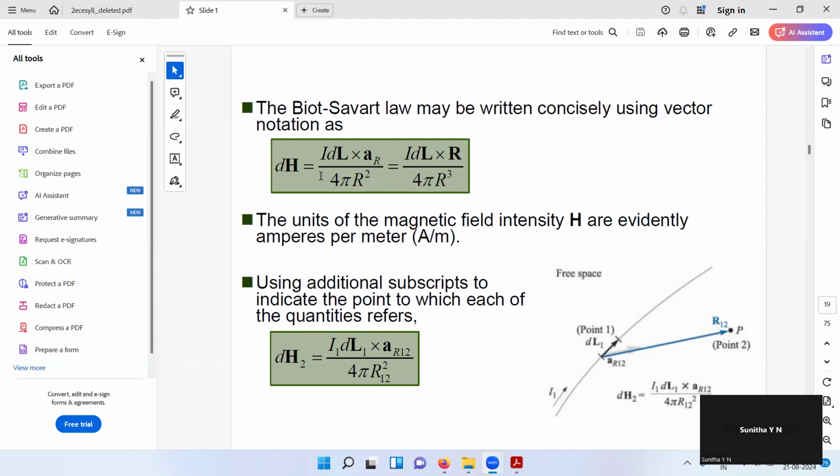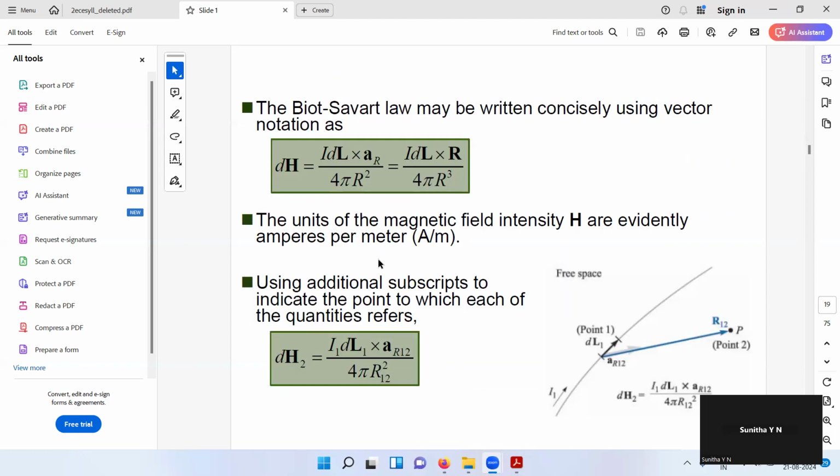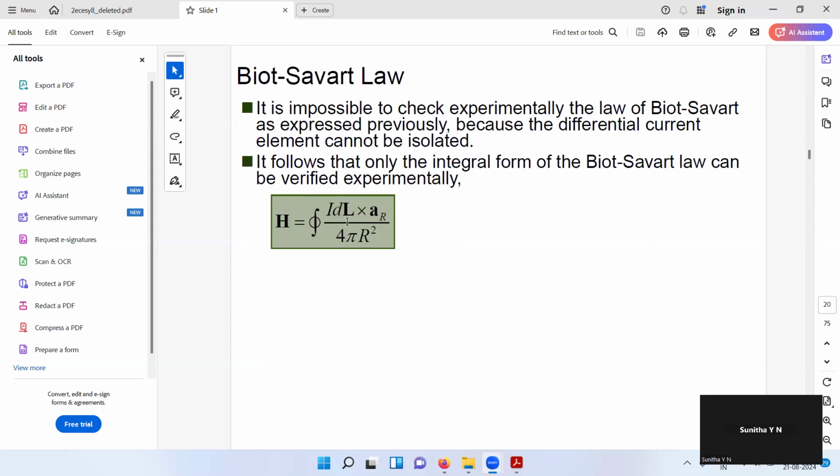So in short, we can write the Biot-Savart law in equation form as the differential magnetic field experienced at a field point P. Just refer to this figure. At this point P, the differential magnetic field experienced is equal to I dl cross AR divided by 4 pi r square. So this is about the Biot-Savart law.